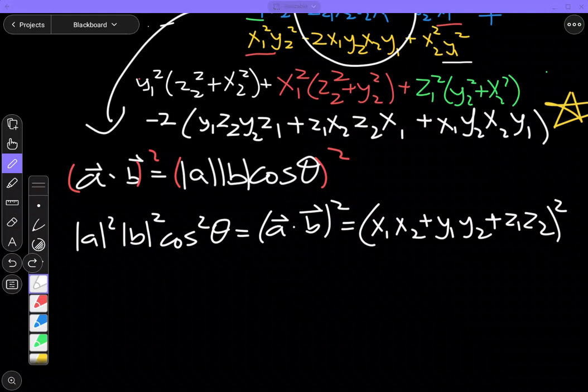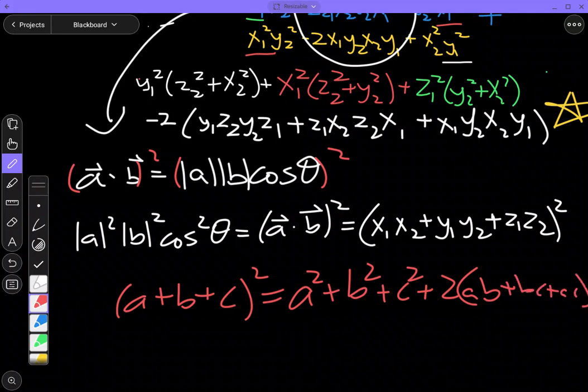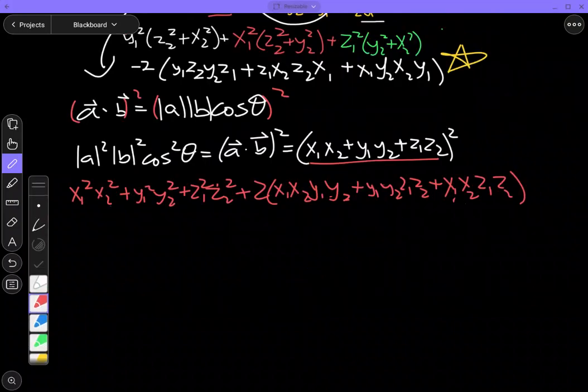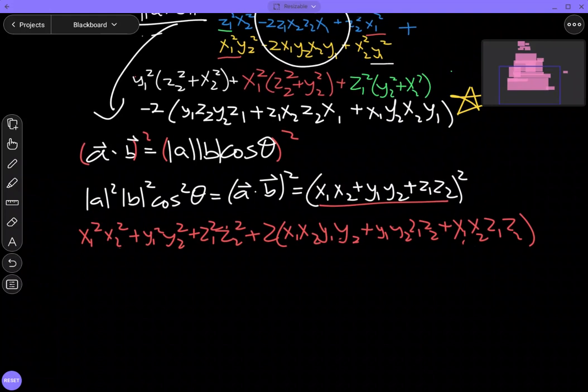And now we can use the formula (A + B + C) squared is equal to A squared plus B squared plus C squared plus 2 times the sum of the double products, so AB plus BC plus AC. So let's use that to expand this out. This piece is the x component squared, y component squared, z component squared, plus twice the sum of the double products.